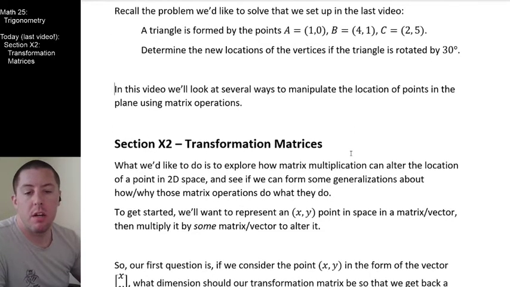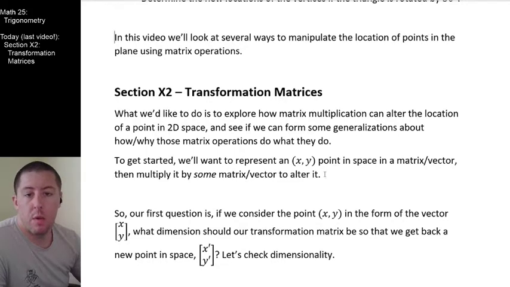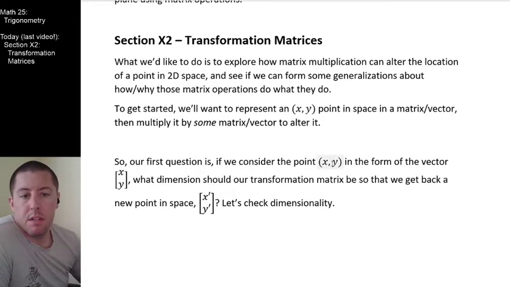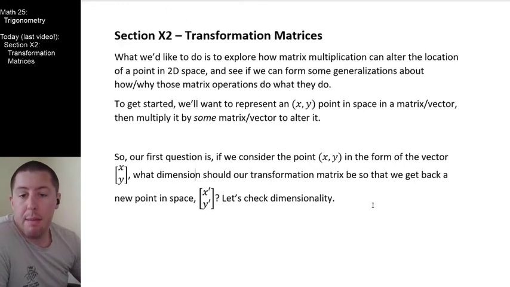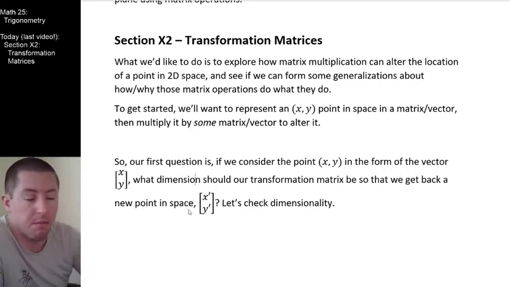And so to get started, what we want to ask is what matrix multiplication should we even be doing here, right? We're going to want to represent an xy point in space by some sort of matrix or vector. And then we want to multiply it by some other matrix or vector to alter the location of that point in space. So our first question should be, if we consider the xy point to be in the form of a column vector xy, then my question to you is, what dimension should our transformation matrix be so that when we multiply by this transformation matrix, we'll get back another point in space that will also be a column vector xy.